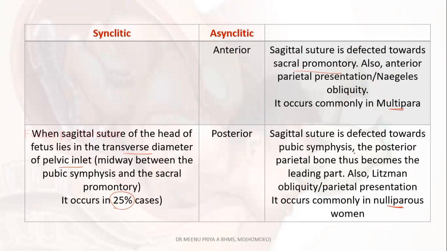Here the sagittal suture is deflected towards the pubic symphysis. Here it is the sacral promontory. In synclitic, it is between the pubic symphysis and the sacral promontory. And in posterior, the posterior parietal bone thus becomes the leading part. It is also known as Litzmann's obliquity. So here you should remember the other names. Anterior parietal presentation means anterior asynclitic engagement, or Naegele's obliquity means anterior asynclitic engagement. And in posterior, it is Litzmann's obliquity, meaning posterior asynclitic engagement. So it occurs commonly in nulliparous women.